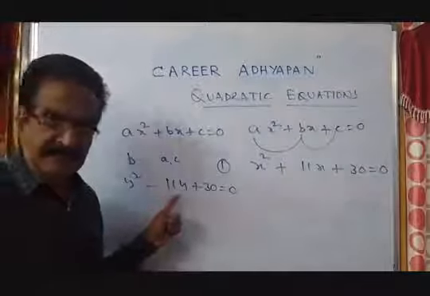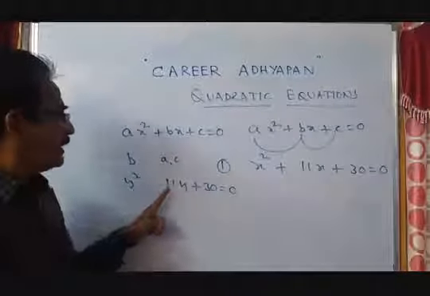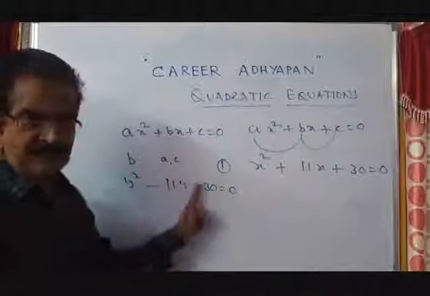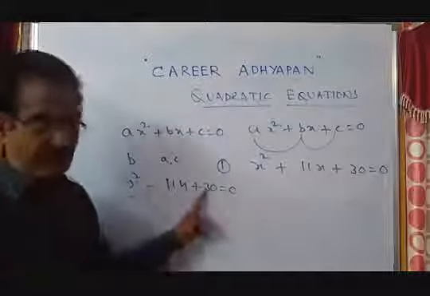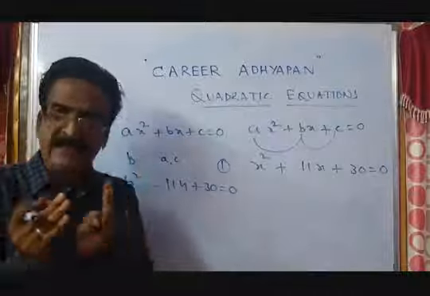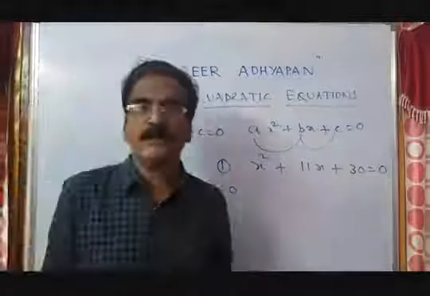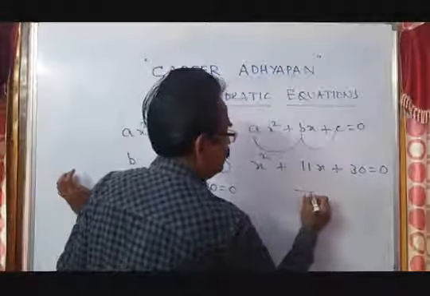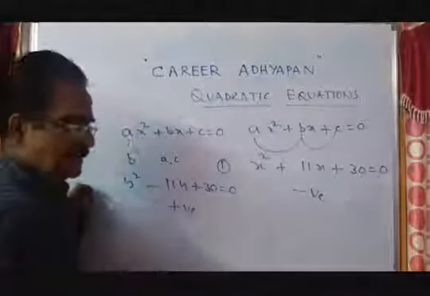Here, on looking at this equation, b is minus, a and c are positive. So b and a, c have opposite signs: b is minus, a and c are plus. In this case, both the roots are positive. So here both the roots are minus, here both the roots are plus.